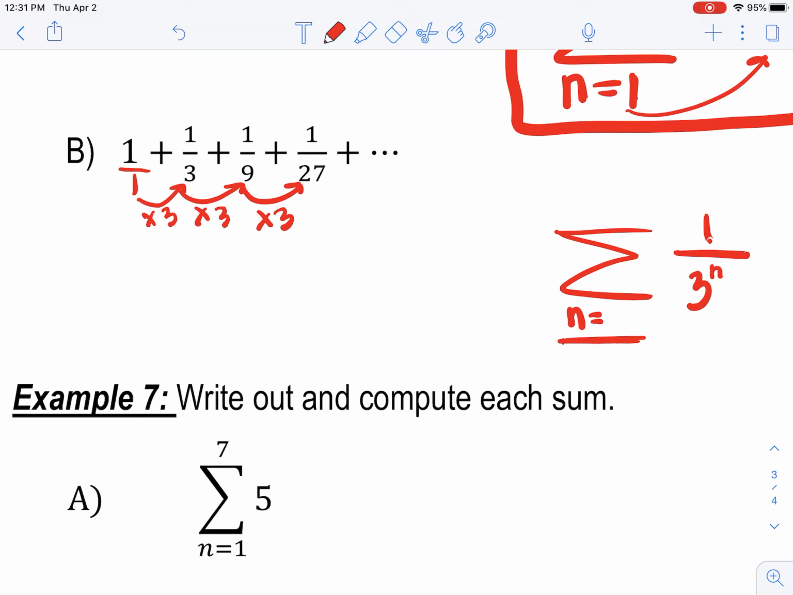So what's going to make me get 1? What I'm going to do is go less than that, so I'm going to plug in 0. Let's check that. If I plug in 0 there, I get 3 to the 0. What's 3 to the 0? 1. I get 1 over 1. I get my first term. So that's my first term.